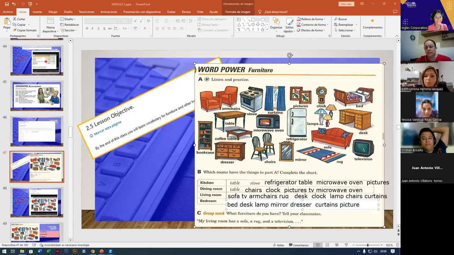Picture. A TV. ¿Quién podría ver el sofá? Yeah, possibly. Sofa, sure. Sofa, armchair. Sofa or armchair. Or armchair, right? It's possible. Yeah, that's true. Sofa, armchair.